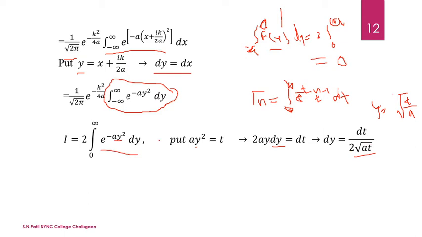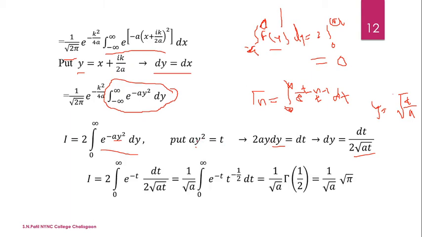Substitute here and let us verify the limits. When y is 0, t is 0; when y is infinity, t is infinity. There is no change in the limits. So we get e raised to minus t, and the value of dy is dt upon 2 into under root at. Now here 2 will get cancelled, under root a is outside, and we get e raised to minus t, t raised to minus half.